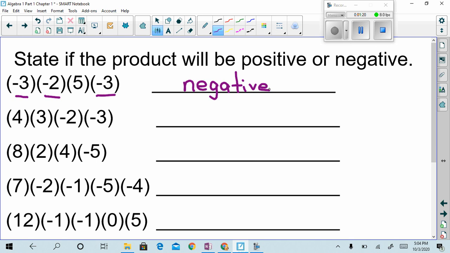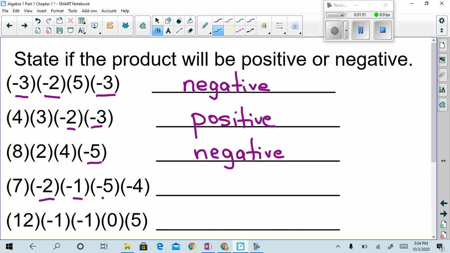Let's see how you did. In the second one, I have 1, 2 negative factors. 2 is an even number, so my product will be positive. Third one, I only have 1 negative factor. 1 is an odd number. The product will be negative. Once I know what the sign is, I can just go ahead and multiply the numbers without concerning myself about the signs. Fourth one, 1, 2, 3, 4 negative factors. 4 is an even number. My product will be positive.